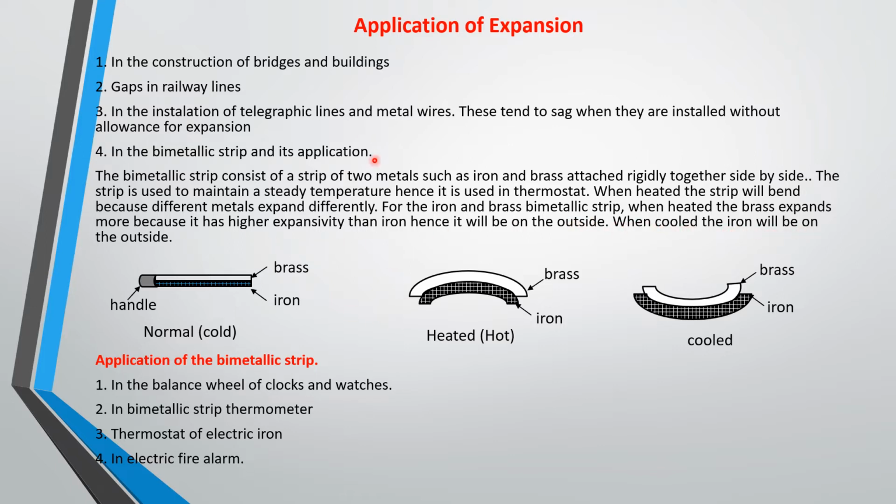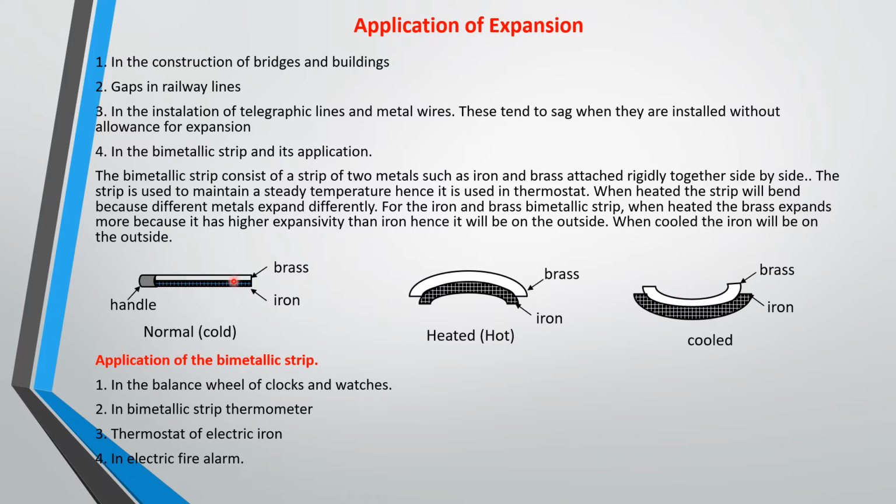So what this statement simply means is that because brass expands more than iron, when the strip is heated, the brass will be on the outside, while the iron will be on the inside. Then when it is cooled, the iron will be outside and the brass will be inside.